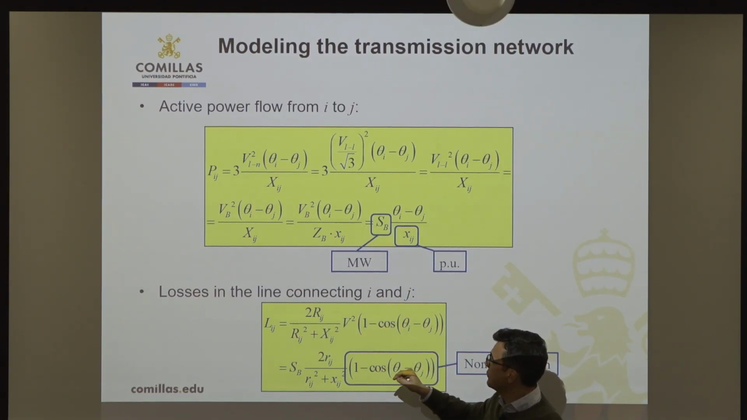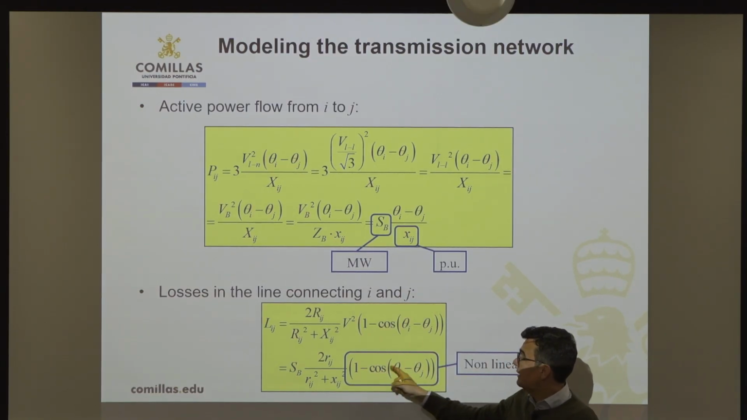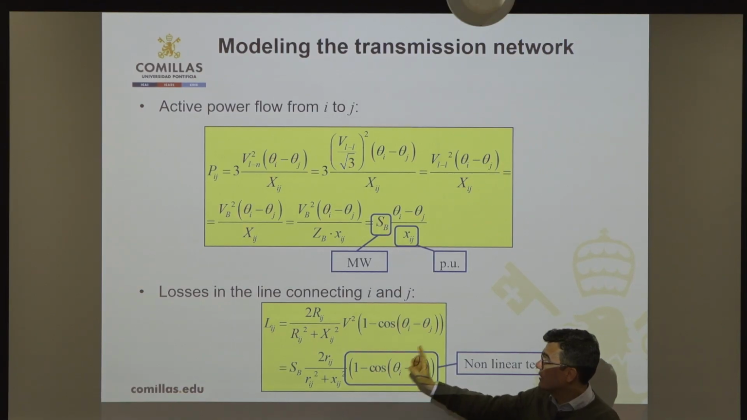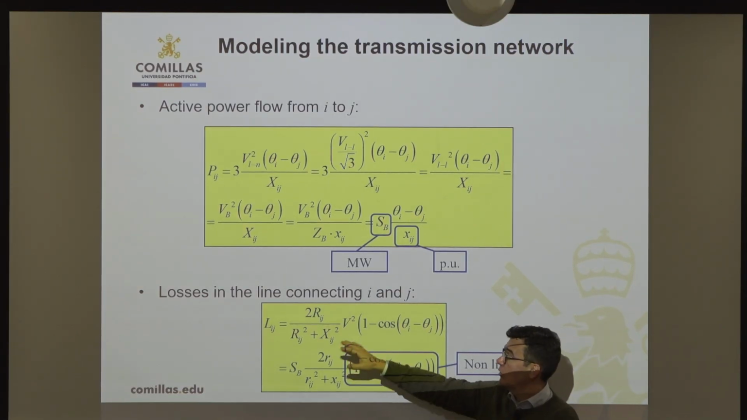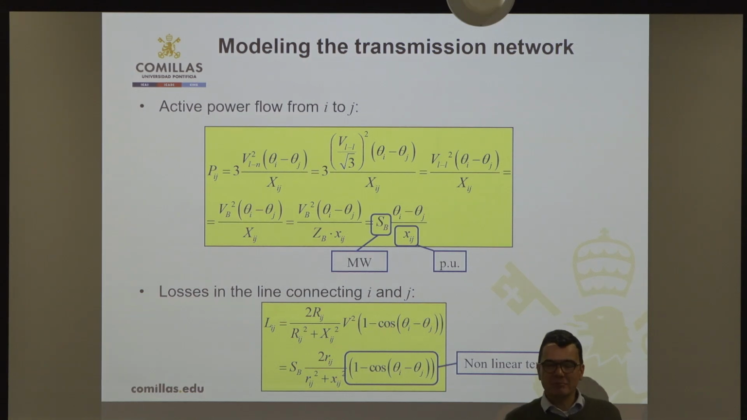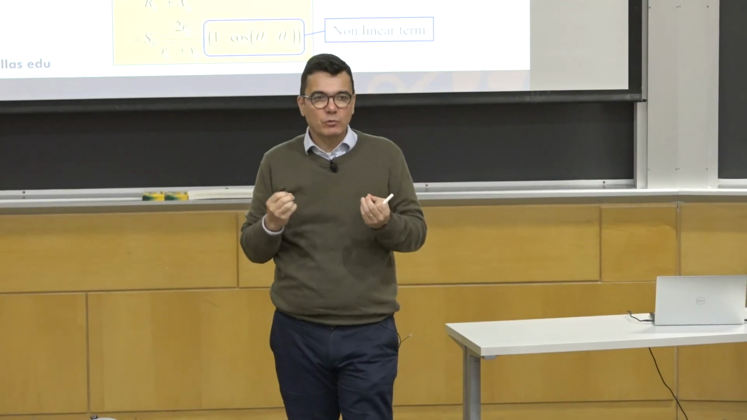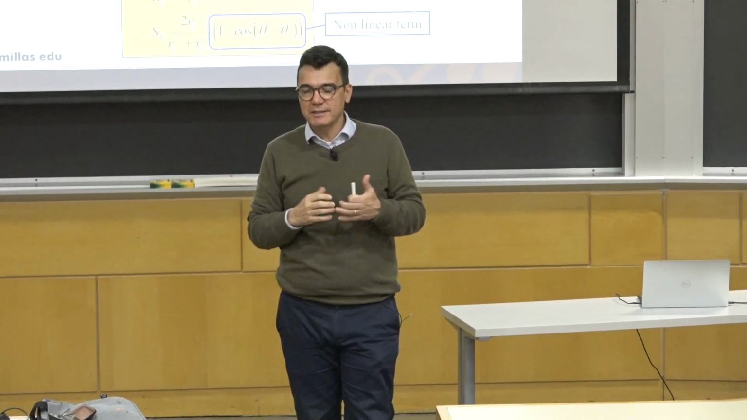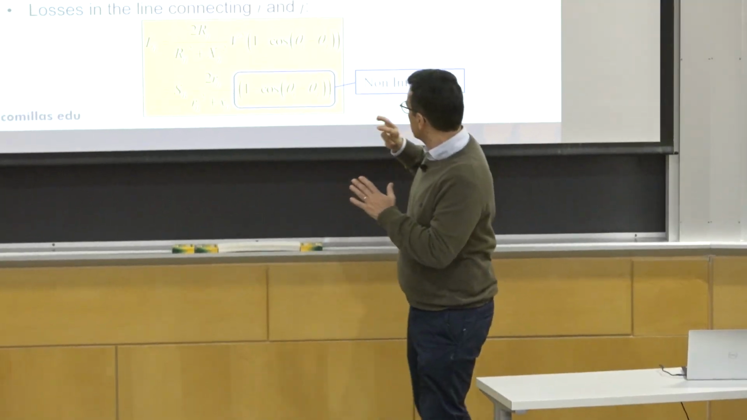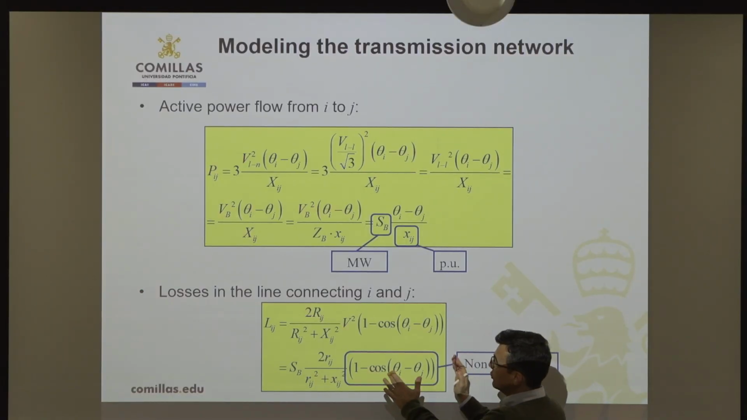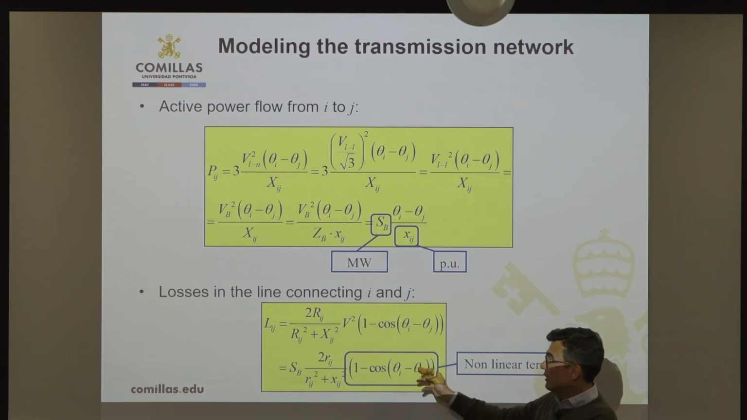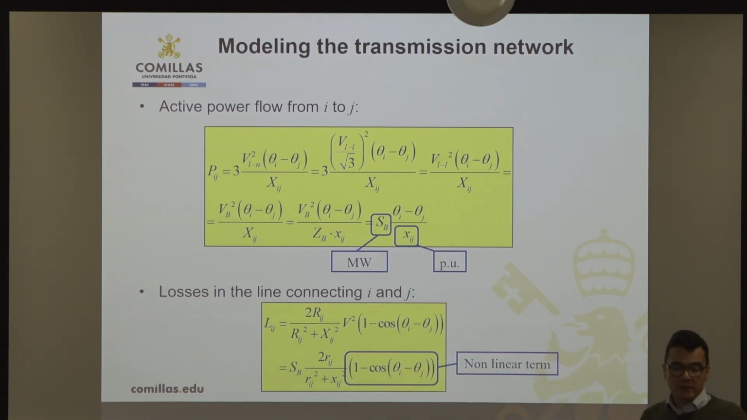What is the problem of this expression? That it depends on the cosine of the angle differences. If we assume that the cosine is 1, this term will be null, and therefore we will not have losses at all. But this is not good, because we want to take into account that whenever we transmit power, we have losses in the system. So just remember that here we have a nonlinear term, because this cosine of angle differences is not linear, but we will see that there are some possibilities to consider it in the solution.